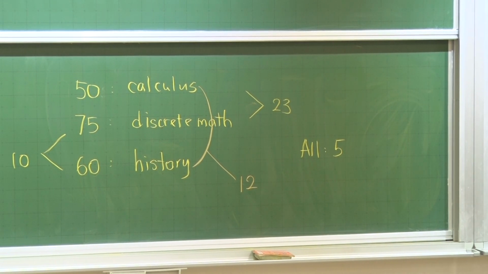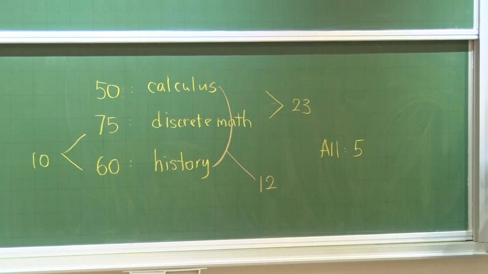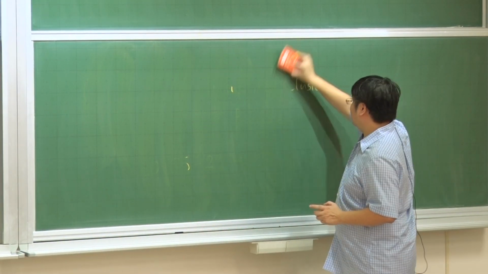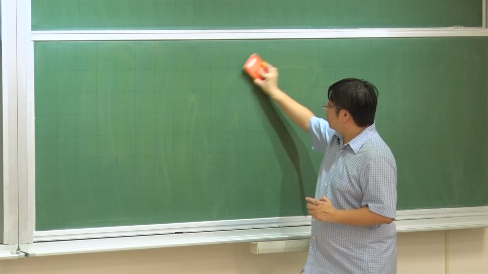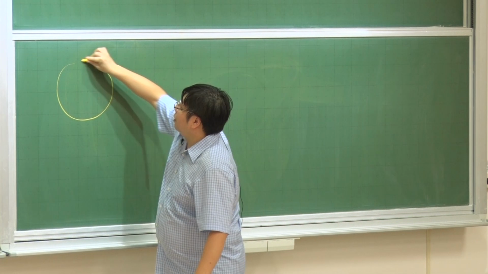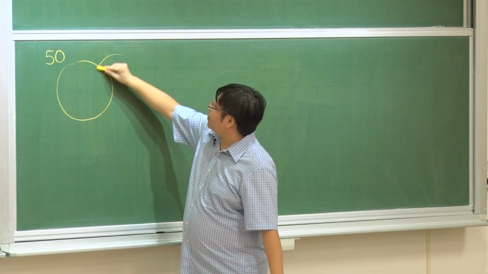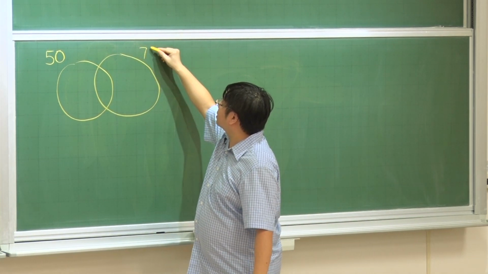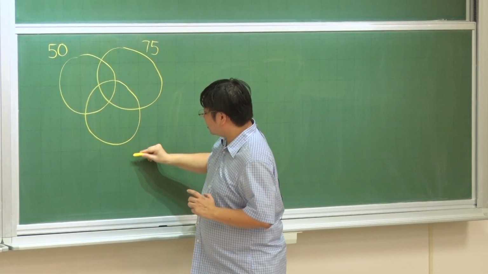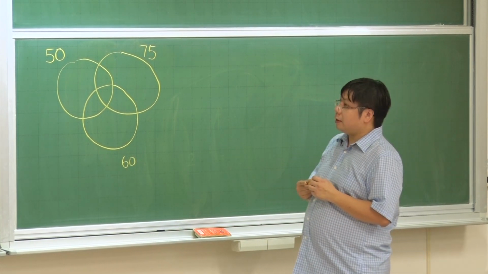Now, this will be a more complicated example, but we can still use this idea. So we can draw a diagram like this. Let's draw a diagram. There are 50 students here who are studying calculus. Is that okay? And then there are 75 here that are studying discrete math, and there are 60 students that are studying history. Is that okay?